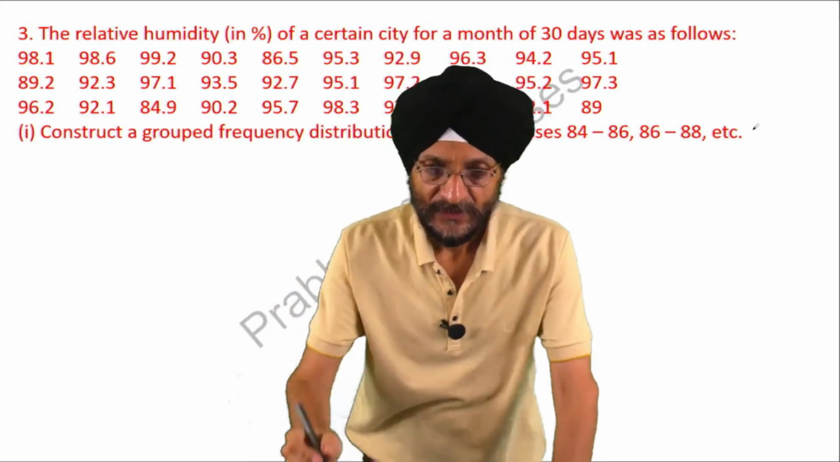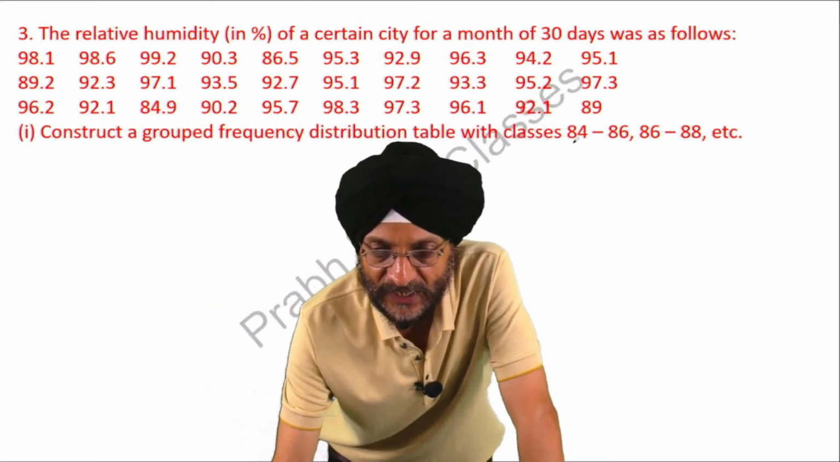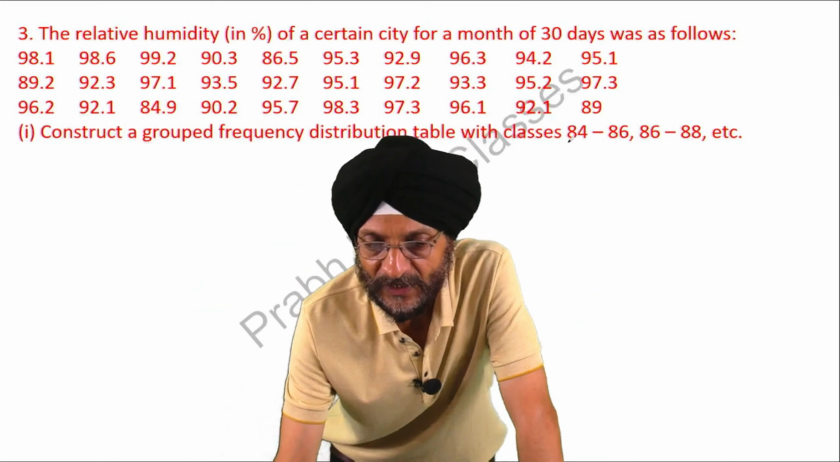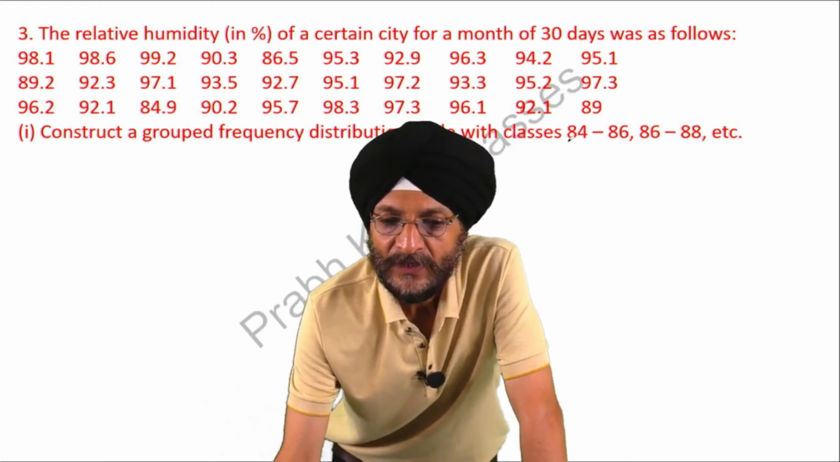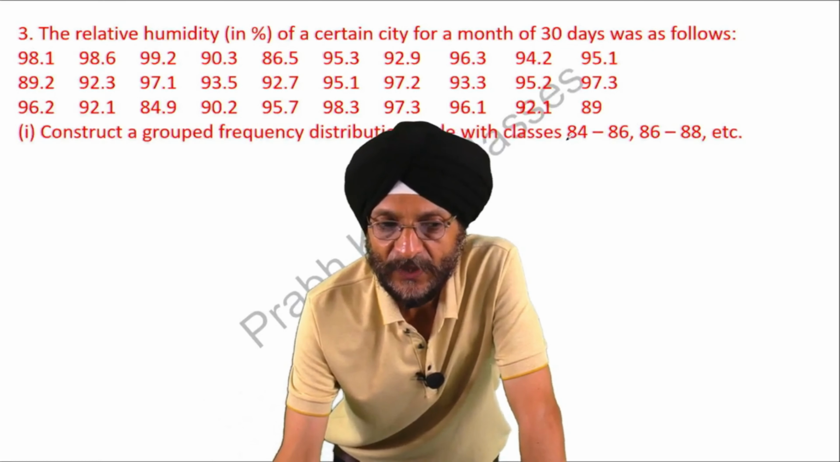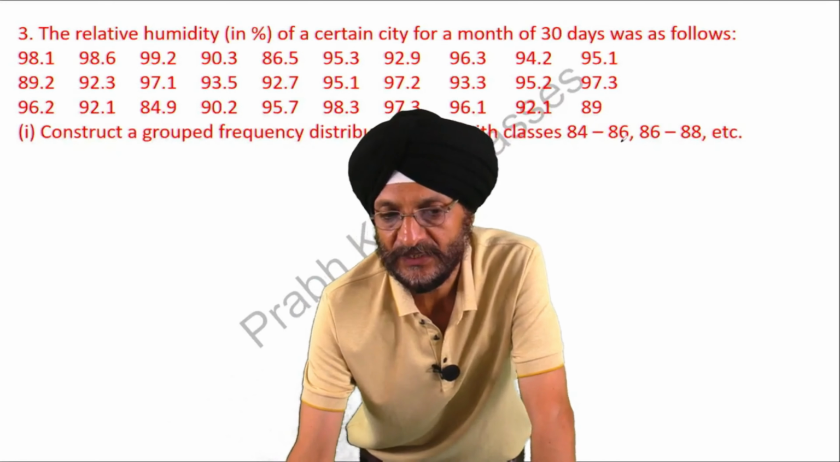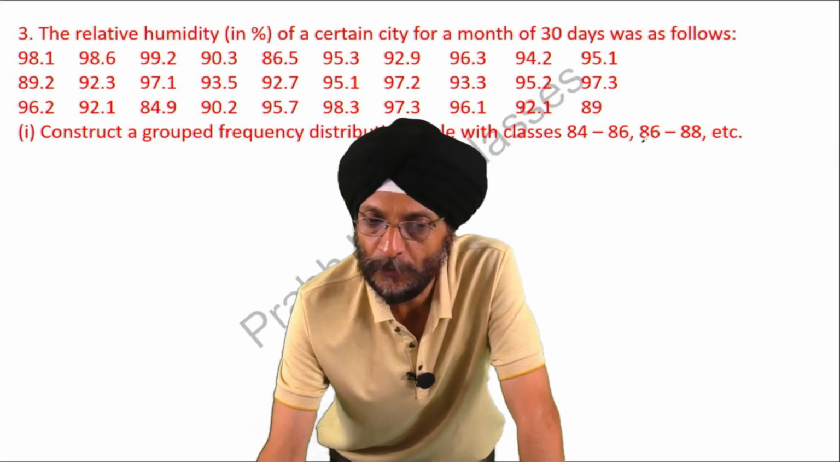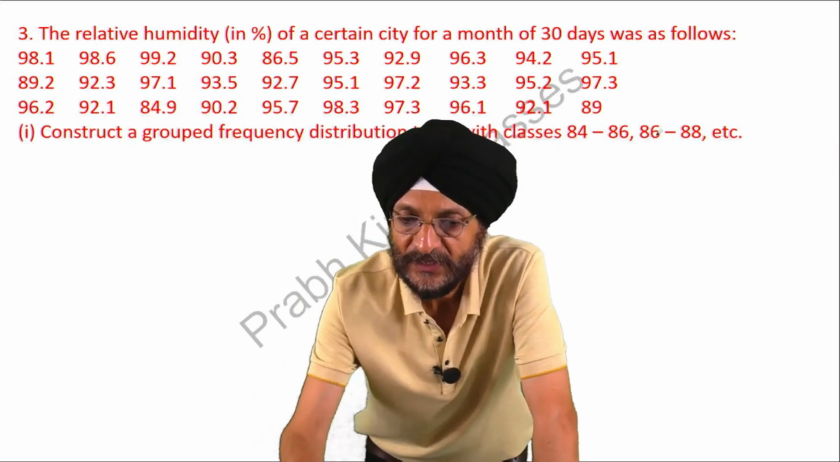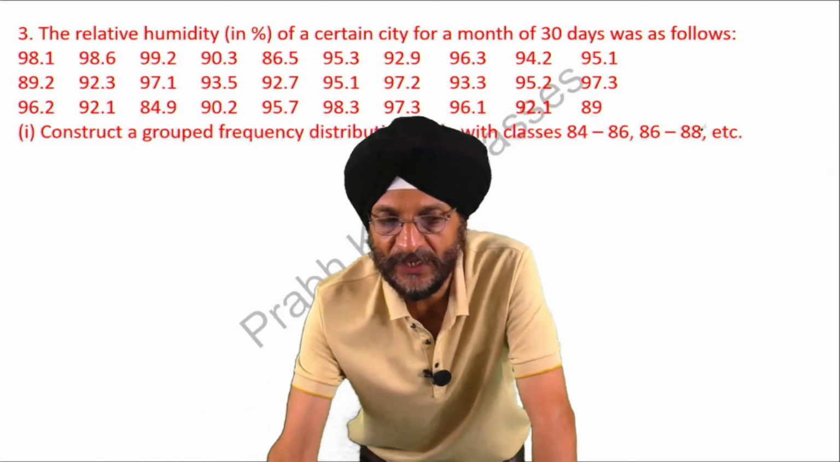That is, from the question we can say that in a particular entry we will write all the days in which the relative humidity was between 84 to 86, and then in another group the number of days the relative humidity was 86 to 88.